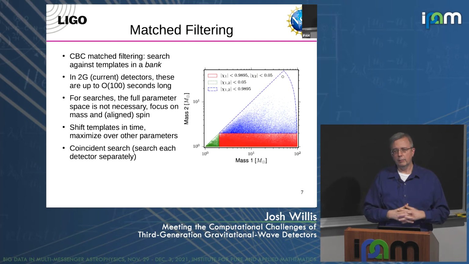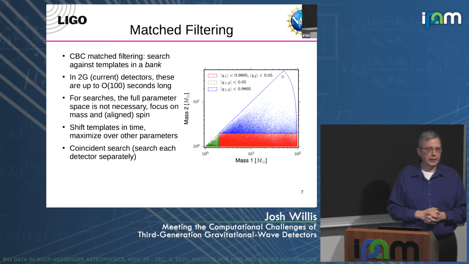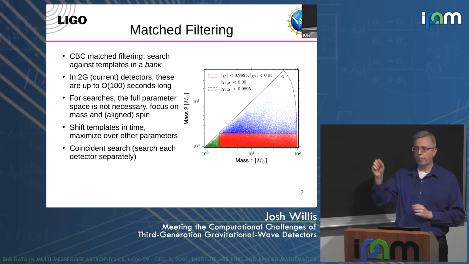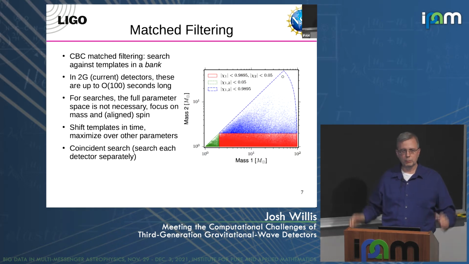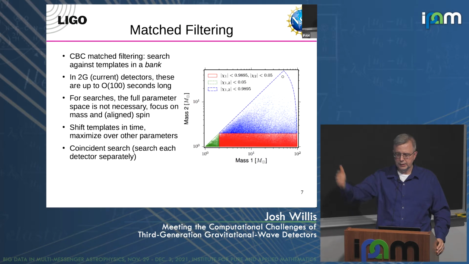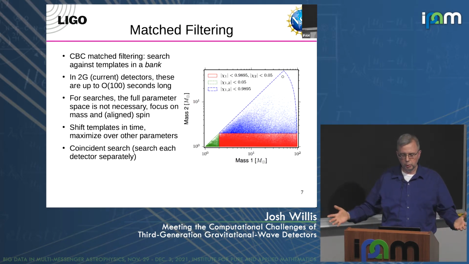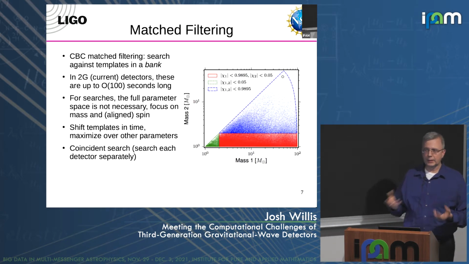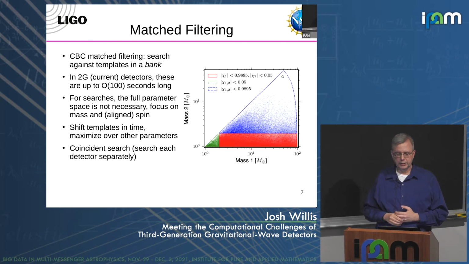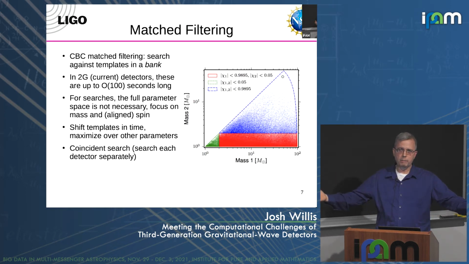Usually, a common choice is to say you don't lose any more than 3% of signal-to-noise ratio going from one point to the next, which would correspond to possibly a 10% loss in sensitive volume. You can make different choices. Now, for the signals that we're talking about in second-generation detectors, these can be up to a few hundred seconds long for the very lowest mass systems that we've searched for, binary neutron star and larger.